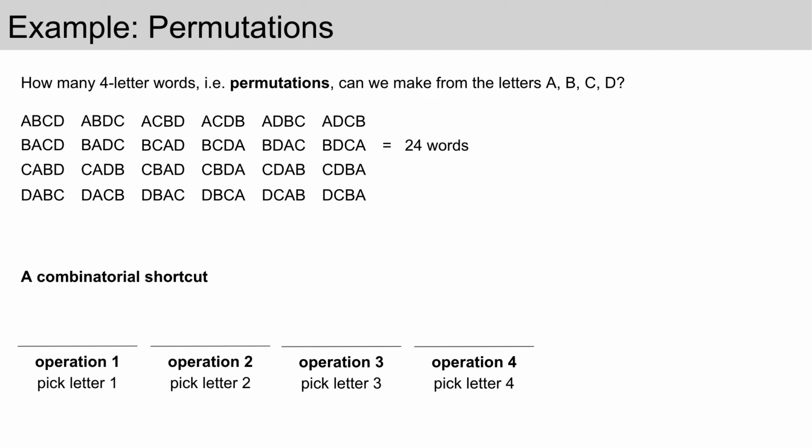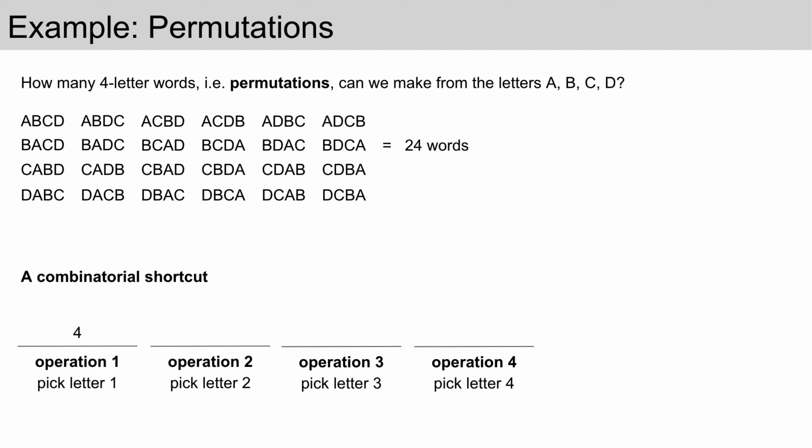In this case, we can appeal to a special case of the multiplication rule. Mainly, notice that writing out a 4-letter word consists of performing 4 operations. We pick the first letter, then the second letter, then the third letter, then finally the fourth letter. For the first letter, we can pick any one of the 4 letters, A, B, C, or D. However, remember that we can only use each letter one time.